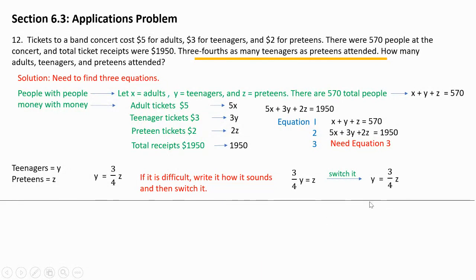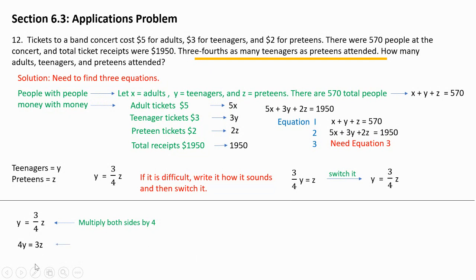So this is my setup here. But we don't like to work with fractions, so I'm going to multiply everything by 4. So we get 4y equals 3z. But I have to set it up, and x plus y plus z equals 0, right?